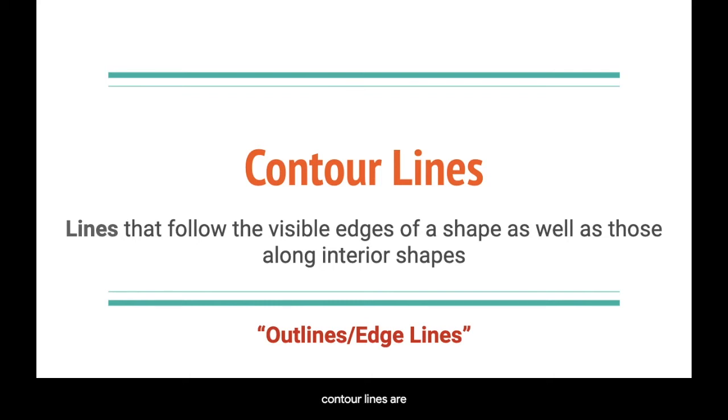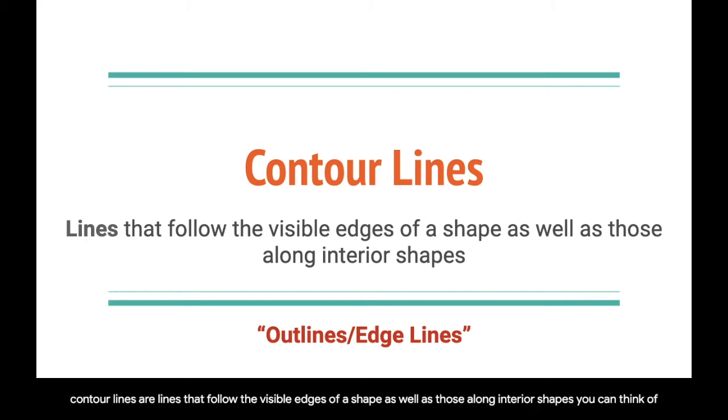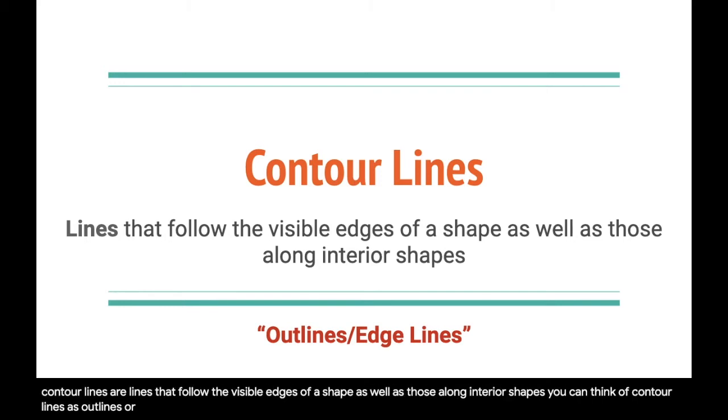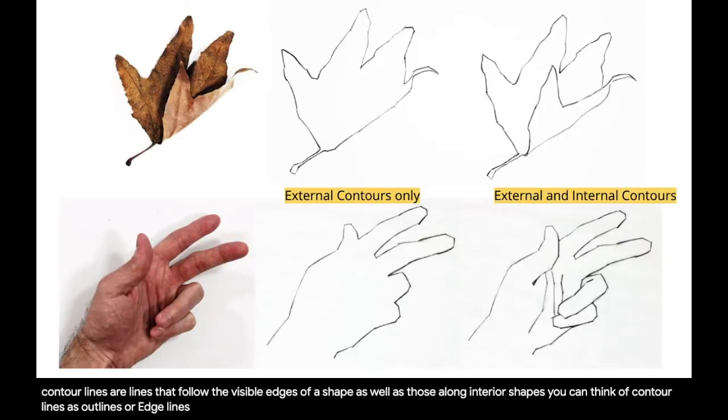Contour lines are lines that follow the visible edges of a shape as well as those along interior shapes. You can think of contour lines as outlines or edge lines. Here's an example of both a leaf and a hand drawn with contour lines.